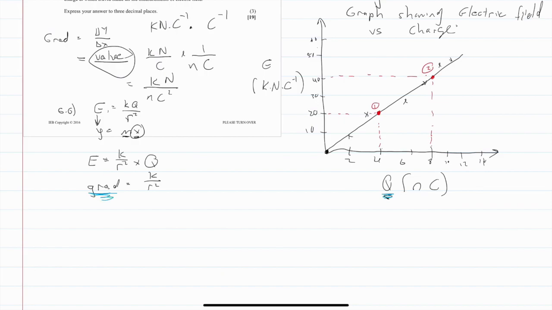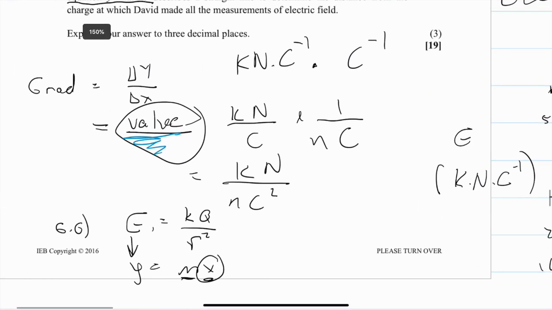The gradient is the value that we calculated right here, and we know what k is, because that's just Coulomb's constant, which is 9 times 10 to the 9. So the only unknown is r. We can solve for r, which will have units of meters. It's going to be important to give it to 3 decimal places. That's what they've told us.